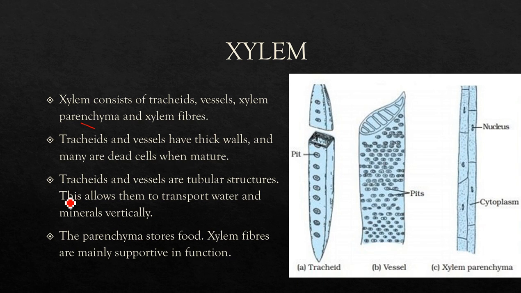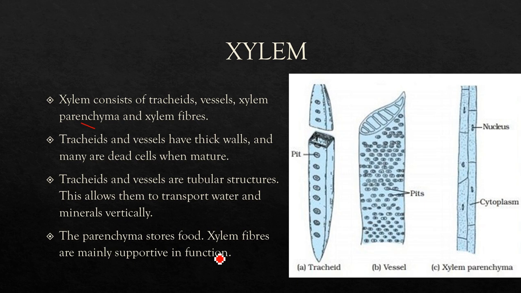Tracheids and vessels are tubular structures. They are tube-like; you can see in the diagram. This allows them to transport water and minerals vertically. Because roots are in the ground, they absorb water from there only and they have to transfer it to the upper parts. So there should be vertical transport. The parenchyma stores food.